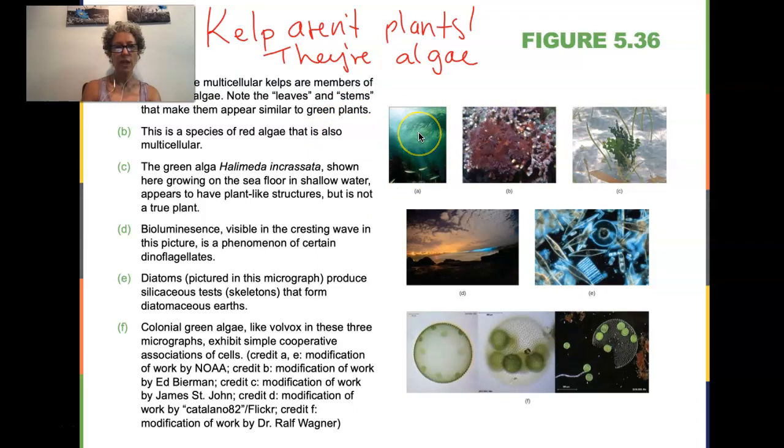We've got green algae, the kelp. We've got the red algae that can be multicellular. In this case, the microscopic ones that are unicellular can cause red tide. Different type of green algae. We saw bioluminescence in a previous lecture. These are diatoms. Their cell walls are made out of silica, so they look like little glass boxes.